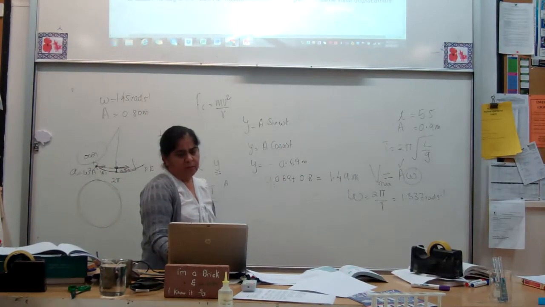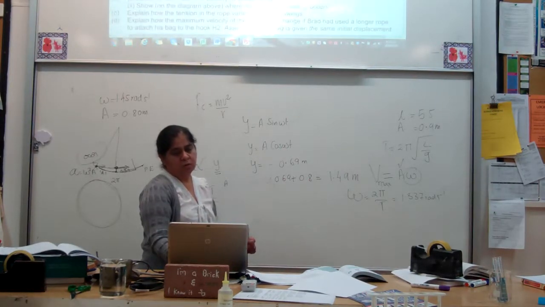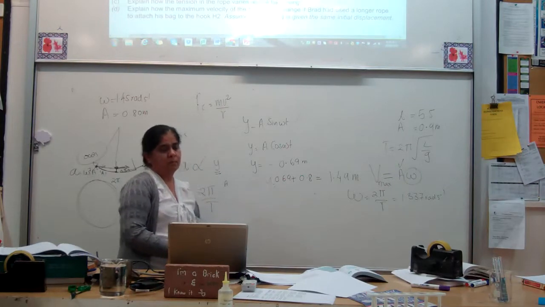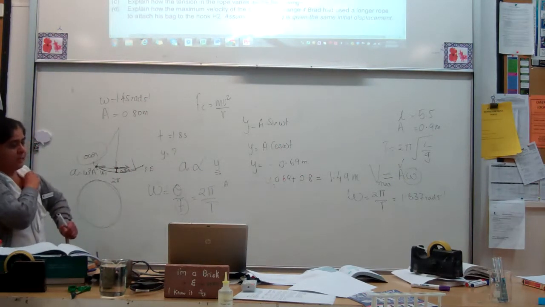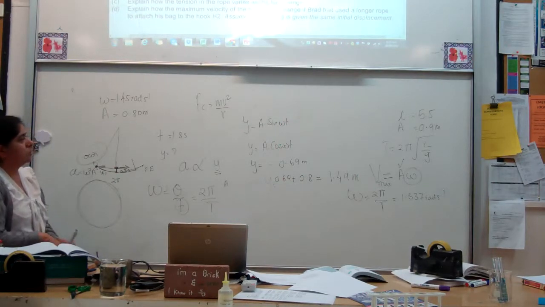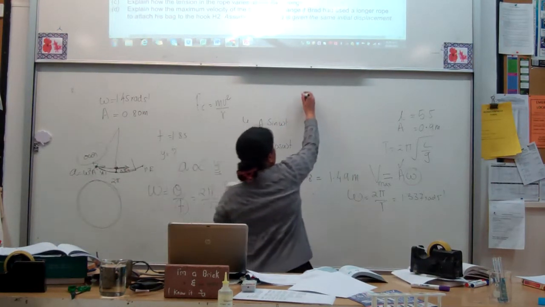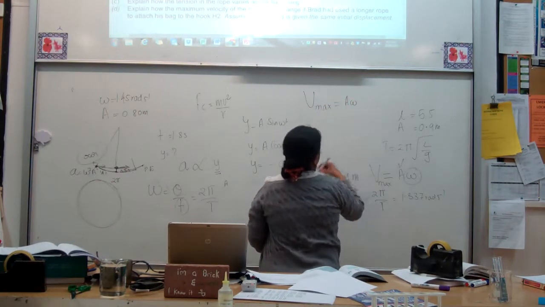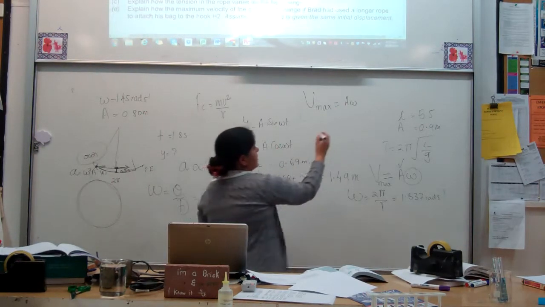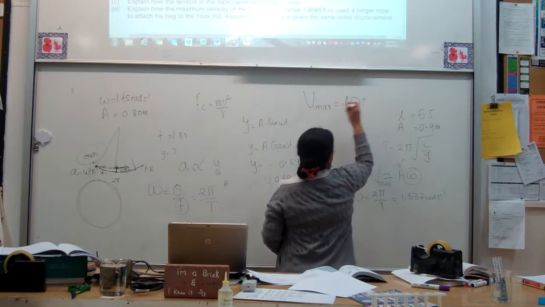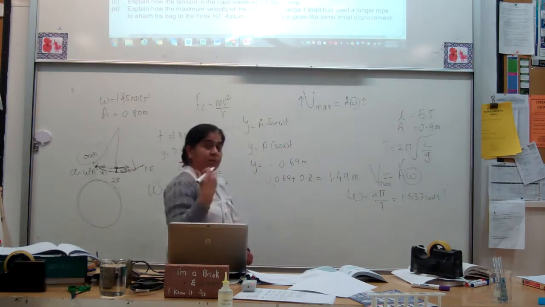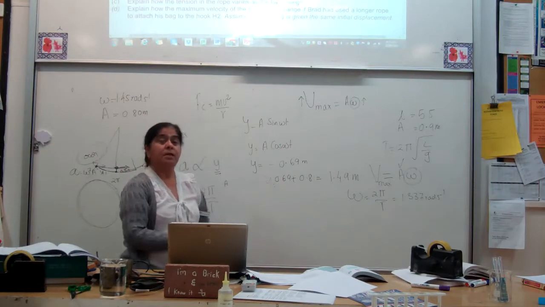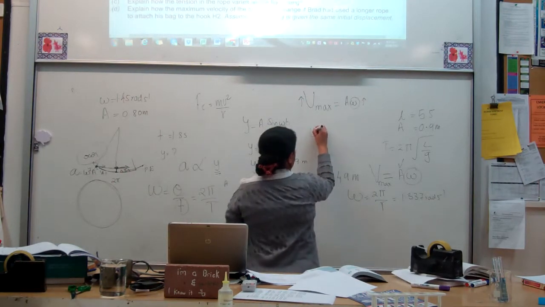How the tension in the rope varies as the bag swings. How the maximum velocity of the bag would change if Brad had used a longer rope to attach his bag to hook 2. Okay, this is a good question. How the maximum velocity would change if he used a longer rope. What is velocity dependent on? A omega. Yeah? So if omega is changing, if that's increasing, this one will increase. If omega decreases, that one will decrease. But what is omega dependent on?